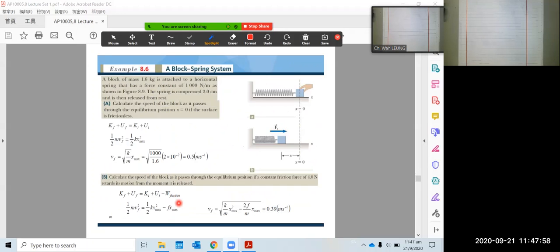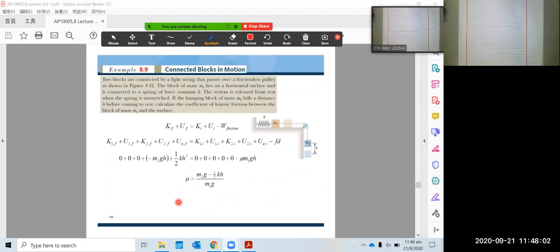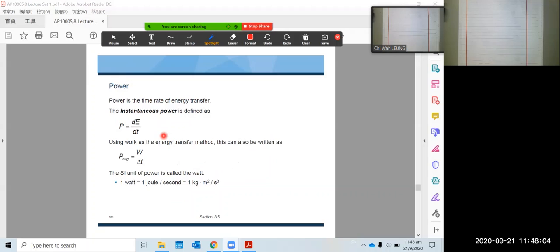And that is what we have seen in the last topic. And we have briefly mentioned the case of the power. The power is the rate of change of the energy. So how quickly you input or take away the energy from the system, that is called the power.